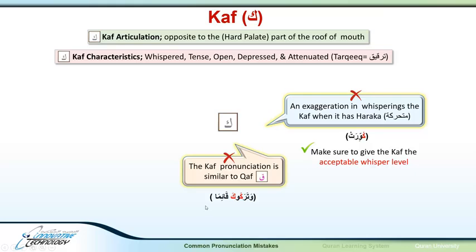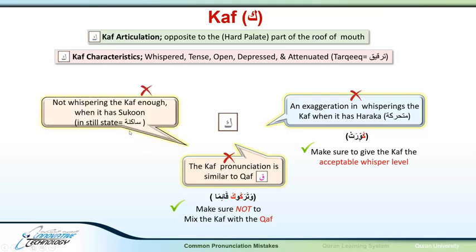And people tend to make this mistake because of the nearby qaf. Since the kaf and the qaf are near each other in the articulation point, subconsciously, because of the qaf which is coming here, they mispronounce the kaf as a qaf. So the pronunciation is وَتَرَكُوكَ قَائِمًا. So please make sure not to mix the kaf with the qaf.